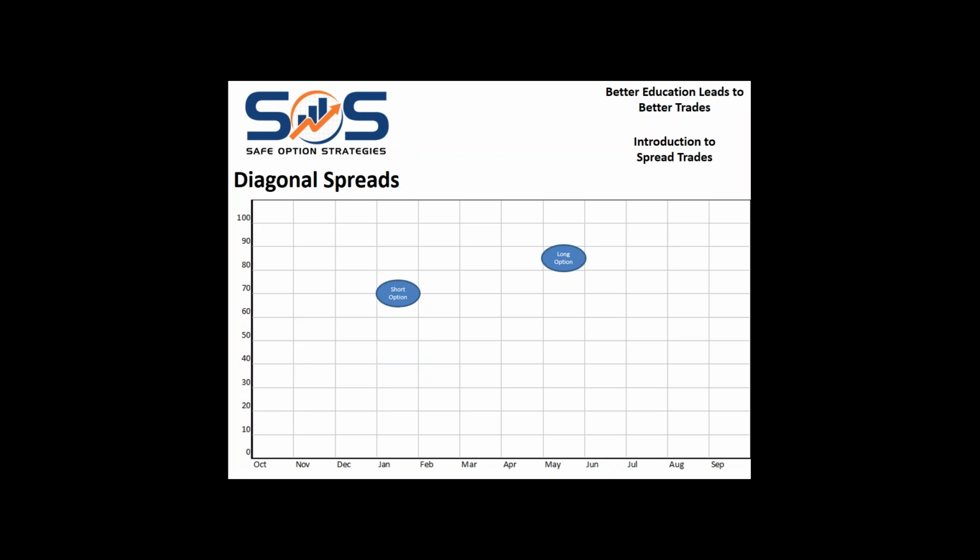Diagonal spreads. Now we're getting complicated, right? Think in generalities. Two options, different strike prices, and different months. Just think in terms of generals. You don't have to have these memorized. These are just general terms, and it's going to help you better understand through the next couple months as we go through individual trades.